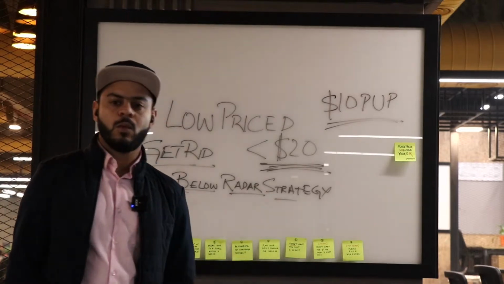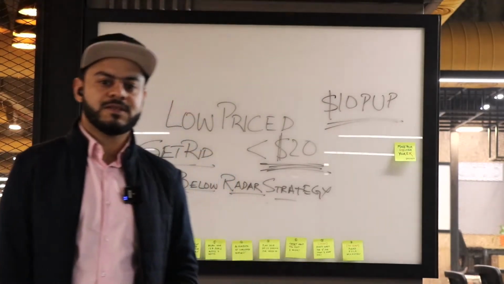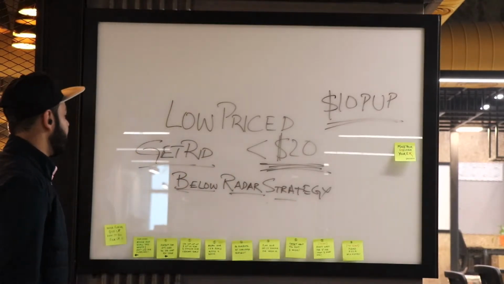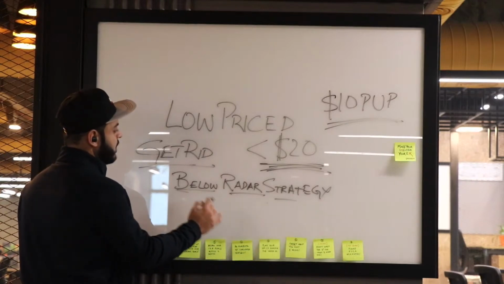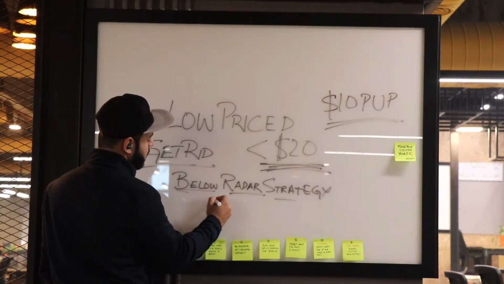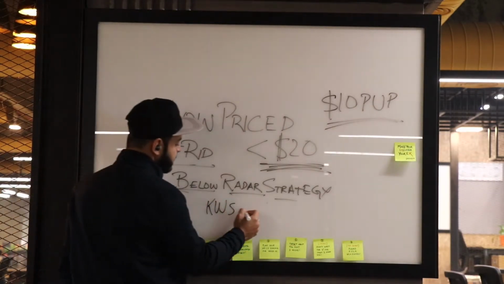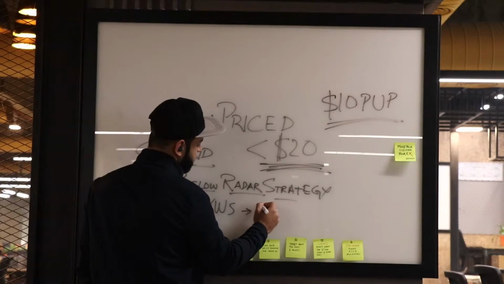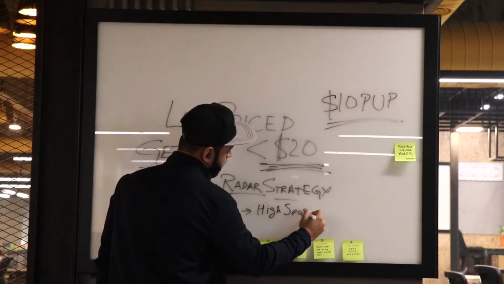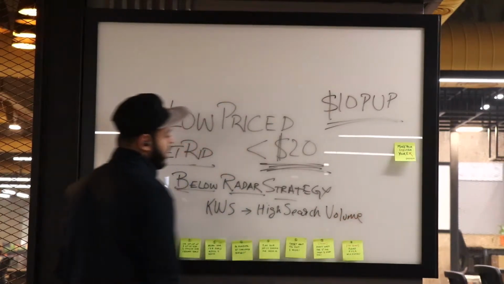So what does this do, and how do you incorporate this to get sales, to get rid of your inventory? The primary criteria for this to work is that you need to have your product in keywords, KWS is keywords, wherein there is high search volume. Okay, this is basically the bare minimum.